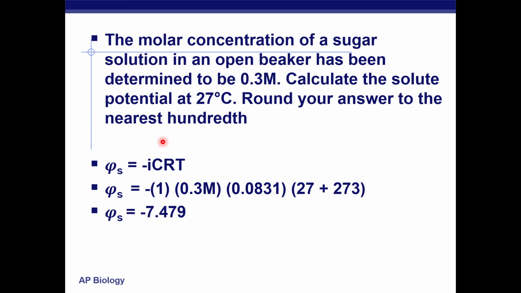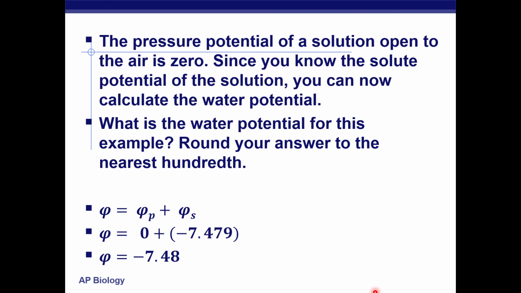And they should have rounded to the nearest hundredth, but they did not, did they? Oh, I would mark that wrong. So negative 7.48. That's what I noticed right here. There's the round your answer to the nearest hundredth.